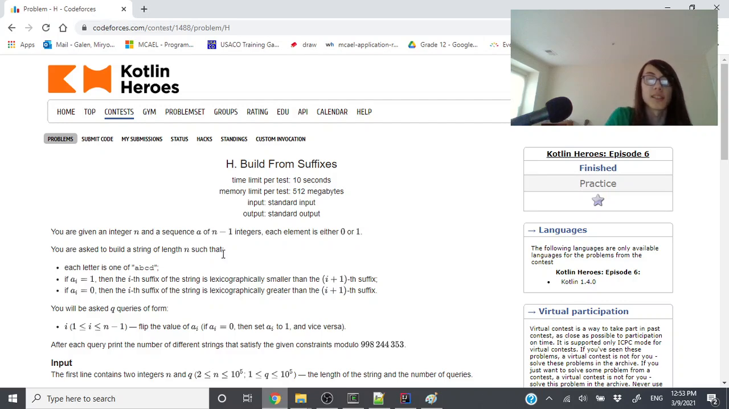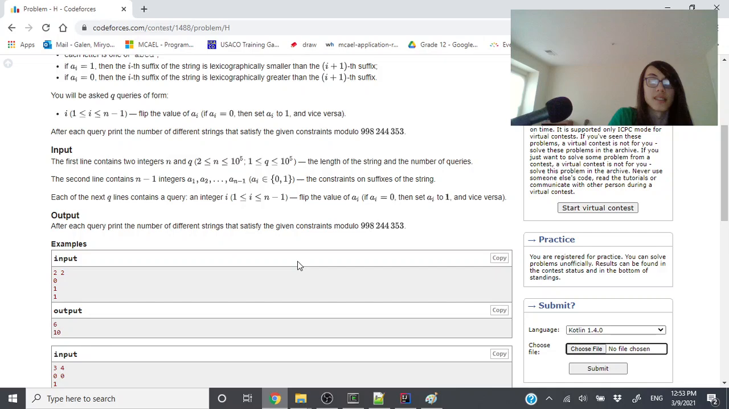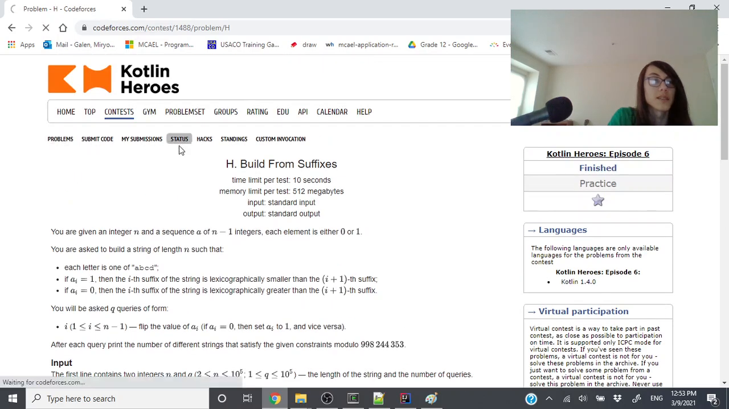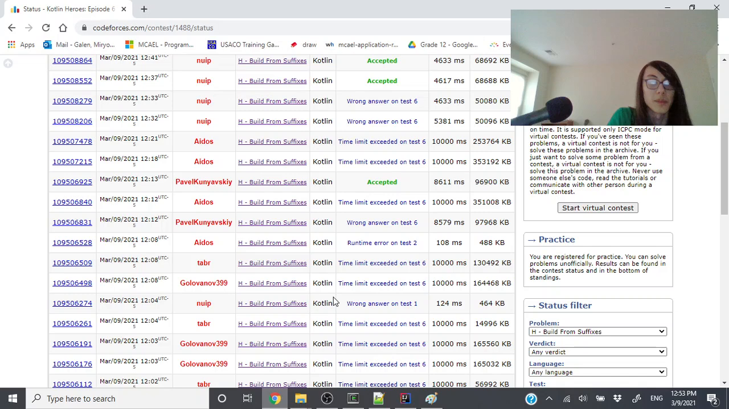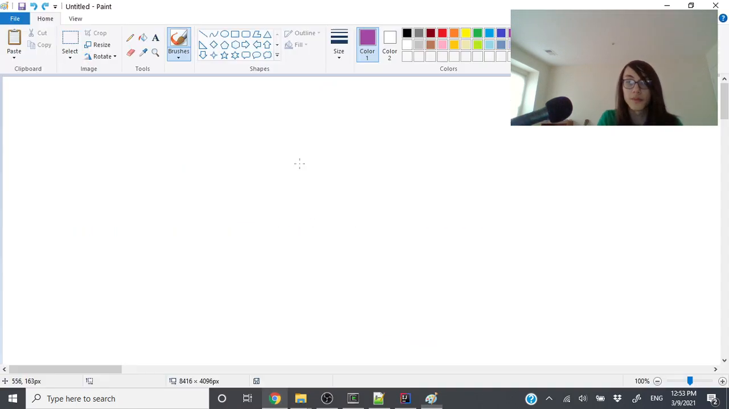H has some stuff going on that I don't really know how to do. And my solution may just not be intended at all, because some people were having a really hard time with the time limit. And I did too. My solution got TLE, which is unfortunate.